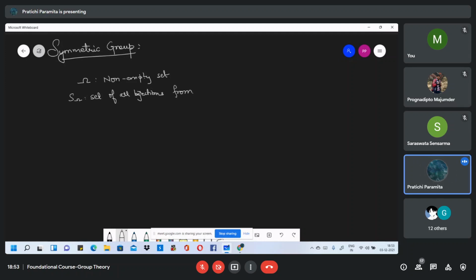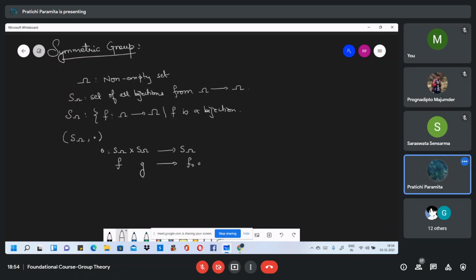From sigma to sigma. So S sigma is the set of F from sigma to sigma such that F is a bijection. The group operation is somewhat how we are going to define it as a group. So this is from S sigma times S sigma to S sigma, say some F and some G, and it maps to F composed with G.